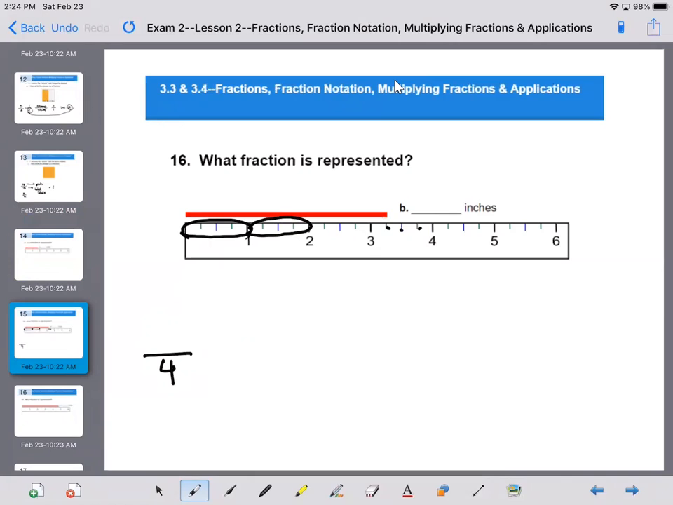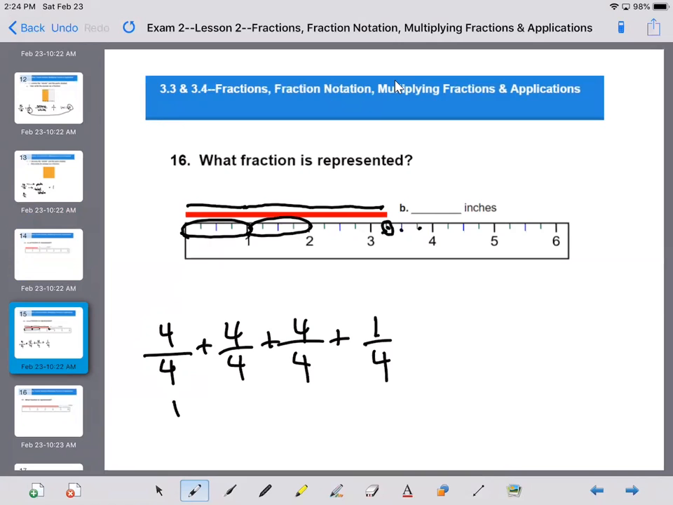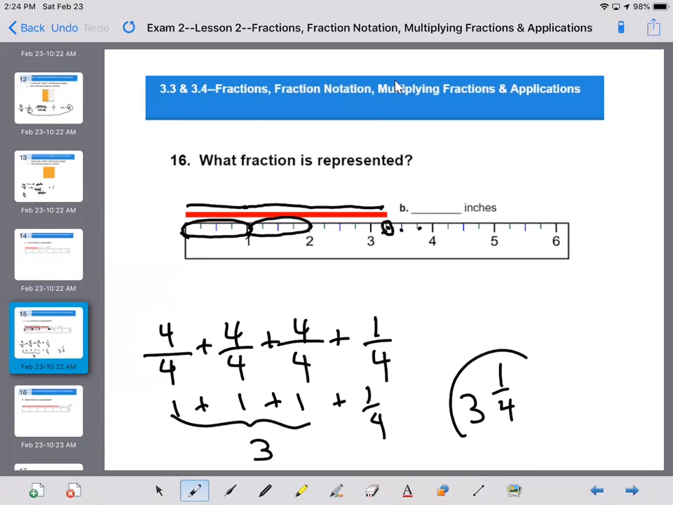So the red line goes past 1 whole, 2 wholes, past 3 wholes. So we're dealing with 4/4 plus 4/4 plus 4/4. And then it stops right here, which would be 1/4. So this is 1 plus 1 plus 1 plus a fourth. So that would be 3. So our answer would be 3 and 1/4.